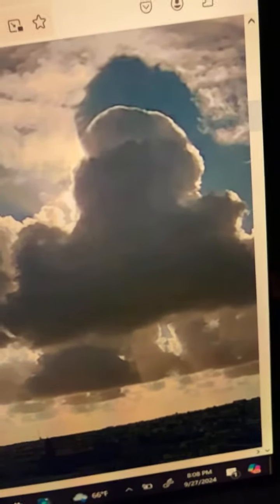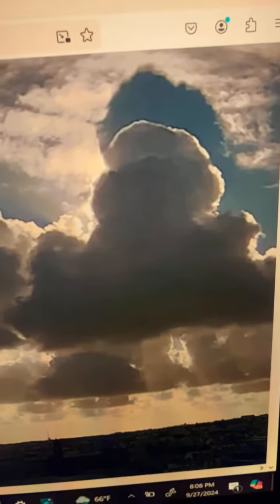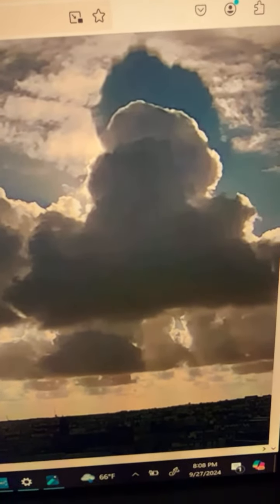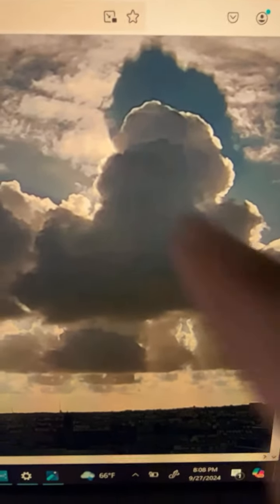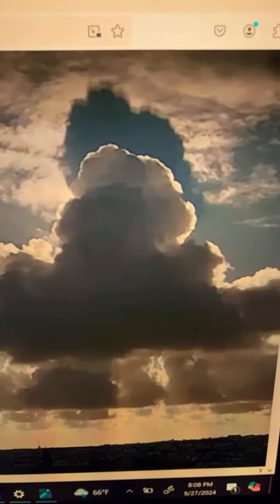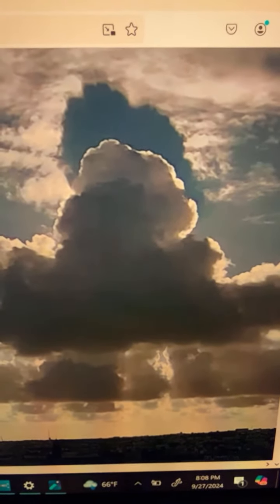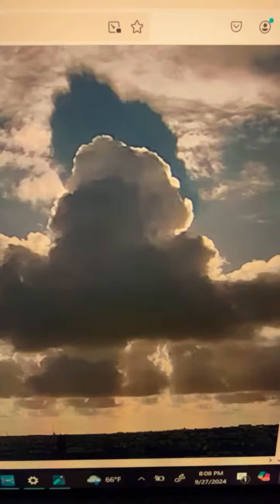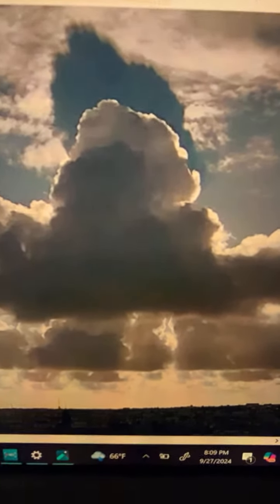Oh, there it is right there. Look at that. Right there in the sky. Look at that massive shadow in the sky. Look at that. That don't even match the sky. It's coming out from the cloud.